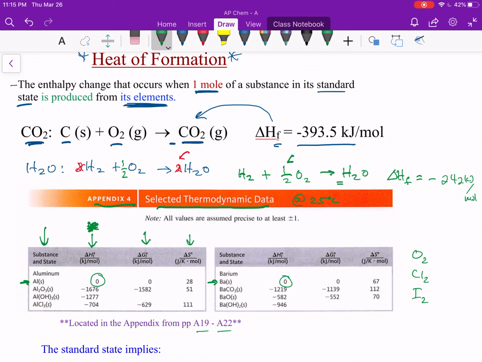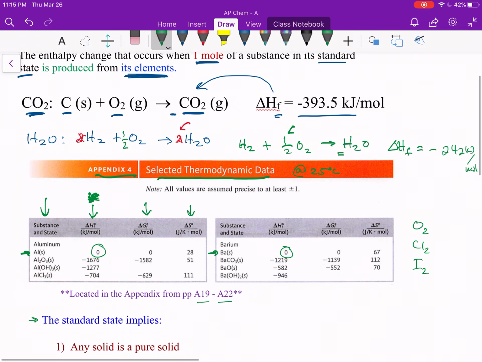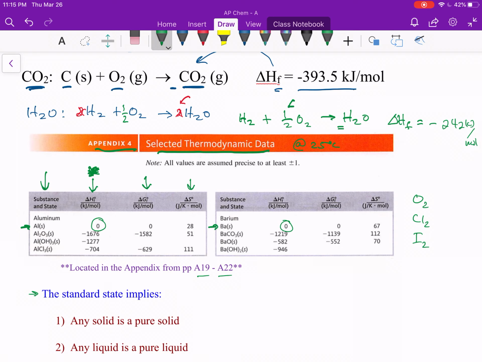Now, what does it mean to be in its standard state? Well, the standard state just means a couple of things. Number one, if I have a solid, it's pure. It's a crystalline solid, it's pure. If I have a liquid, it's a pure liquid. So we're not dealing with mixtures or solutions. If I have water, it's pure water, right? There's nothing else in it.